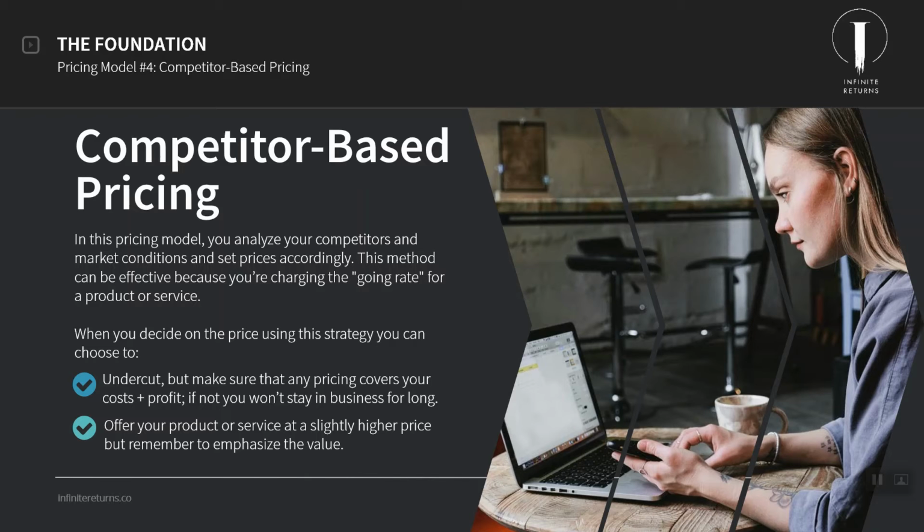Okay, moving on. Number 4, competitor-based pricing. This model is based when you analyze your competitors and the market conditions and set prices accordingly. In other words, what's the going rate? If all the lawyers in your surrounding area are charging $500 an hour and you go in and you charge $100 an hour, you are going to be perceived as less valuable. Doesn't matter how cheap it is. You now have made it too cheap, so be careful with that. But if the rest of the market's charging $500, you want to stay in that kind of environment.